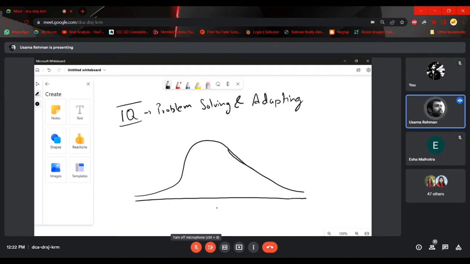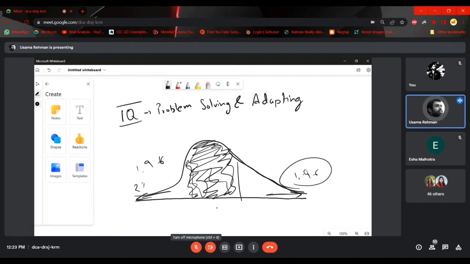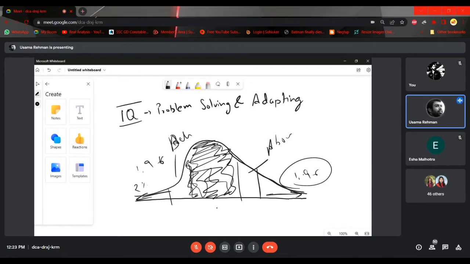So it will go something like this, right? What does this mean? This means that most of the people will lie here and would be average. There would be around 2%, 1.96 something, who will be low, and there will be 1.96 again who will be higher. Then there will be some people who are above average, and some who are below average, and above the extreme low.